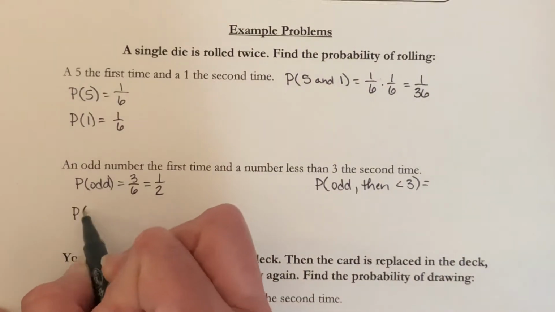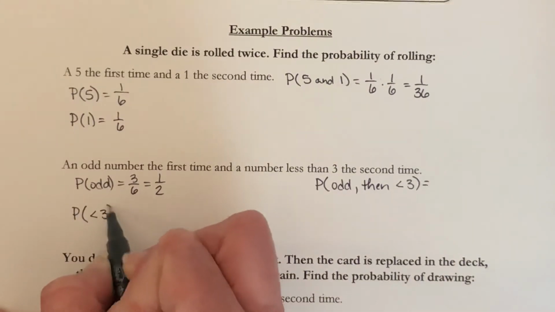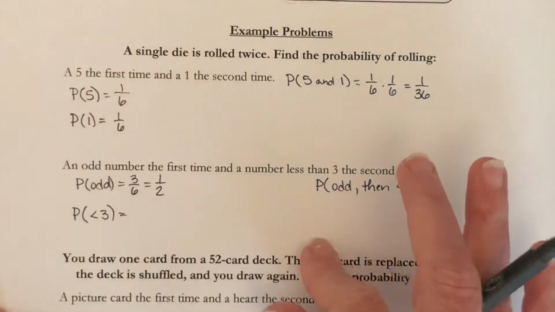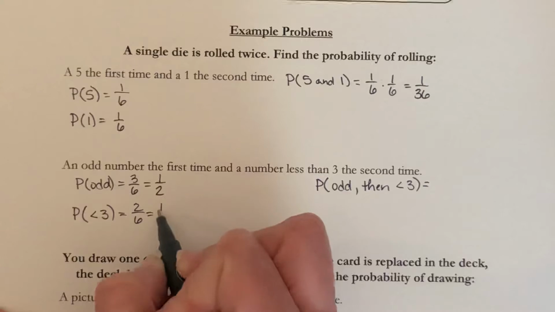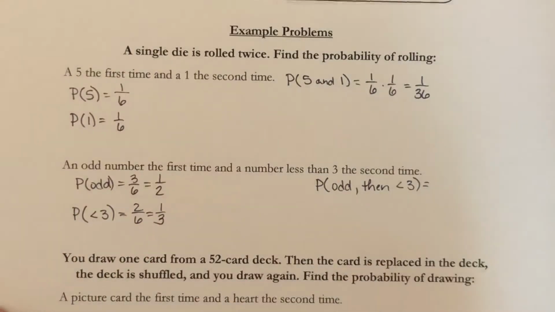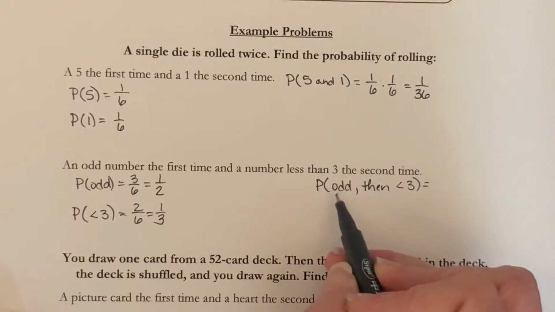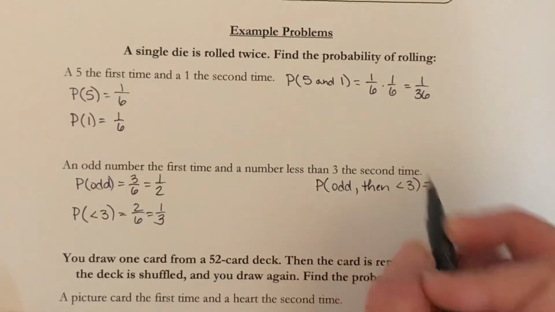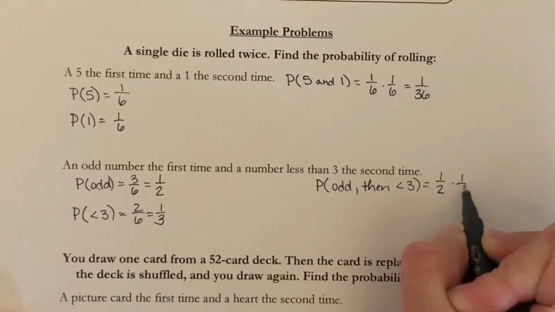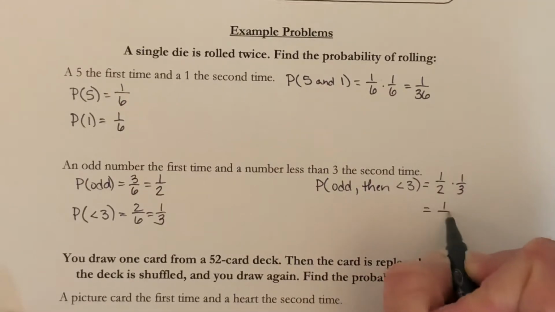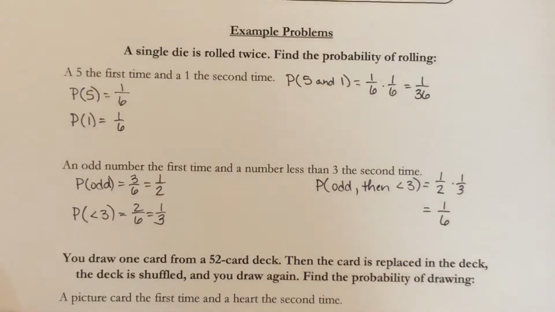Now the probability of landing on a number less than 3: we could land on 1 and 2. So there are 2 ways to do that out of 6. So that probability is 1/3. So the probability of landing on an odd and then on a number less than 3 would be 1/2 times 1/3. So that probability would be 1/6.